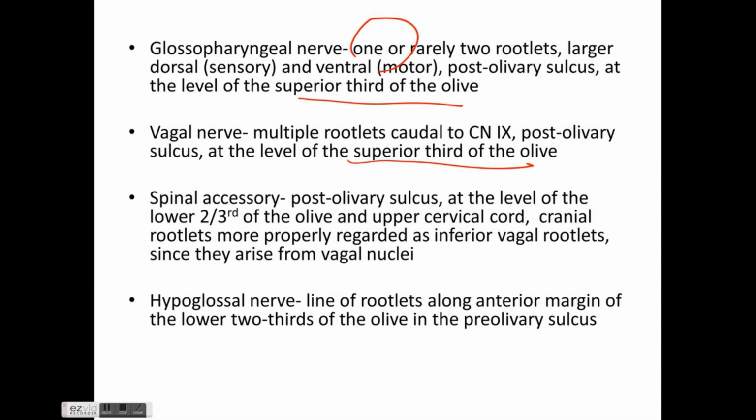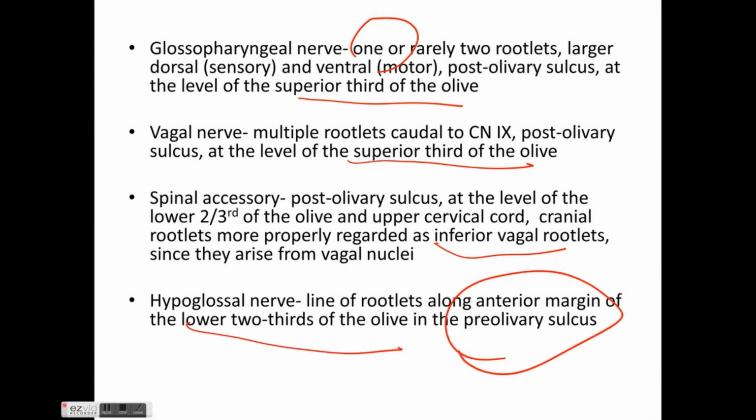And the hypoglossal nerve is the line of rootlets along the anterior margins of the lower 2/3 of the olive, and they are in the pre-olivary sulcus. The 9th, 10th, and 11th nerves are in the post-olivary sulcus, and the 12th nerve, the hypoglossal nerve, is found in the region of the pre-olivary sulcus.